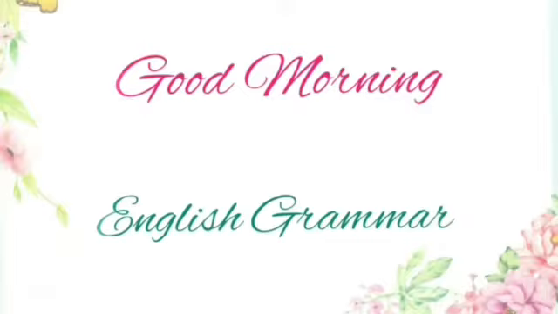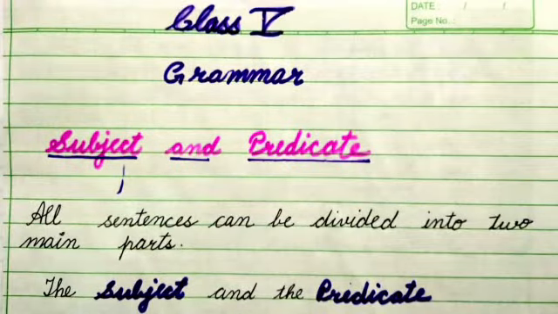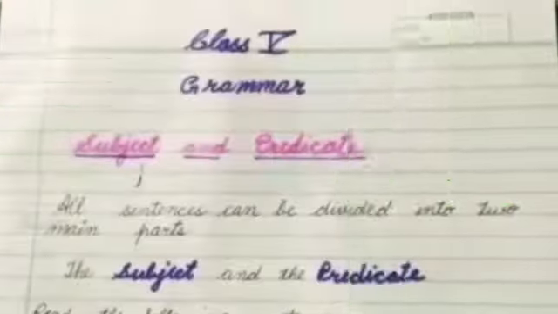Today, I am going to teach you about subject and predicate. Now, in the previous chapter about the sentence, you have learned the types of sentences and you have gone through many sentences. And all of you should know that all sentences can be divided into two main parts. And what are those two main parts? They are the subject and the predicate. Now, children, how to identify the subject and the predicate? Let us learn it.